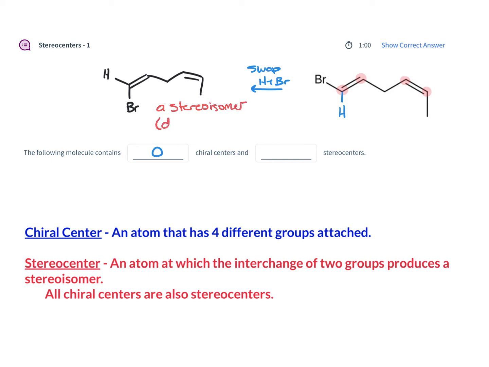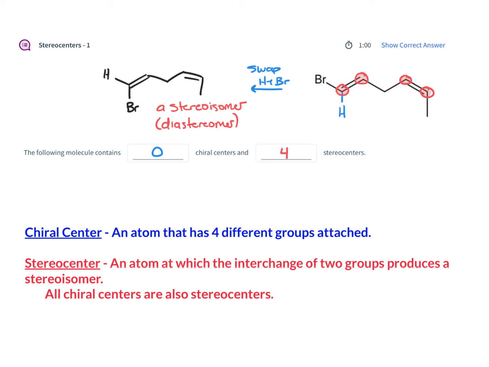In fact, this is a diastereomer. So that makes this a stereocenter. Likewise, if you were to do the same thing at this carbon and switch the hydrogen and this large chain, that would also give you a stereoisomer, so that's a stereocenter. And the same is true for these 2. So this molecule has 4 stereocenters.